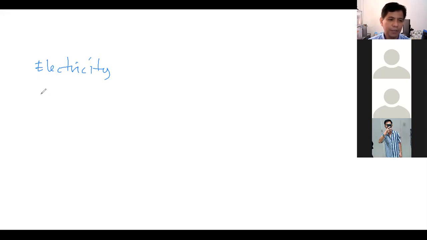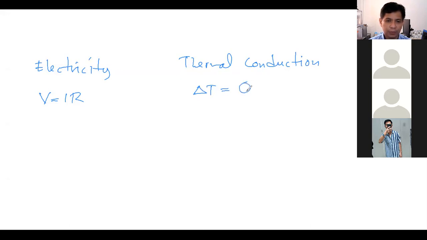Tapos di ba alam niyo yung equation na V is equals to IR? Natatandaan niyo pa to sa physics niyo? V is equals to IR. Tapos sa thermal conduction naman, okay, actually equation natin ay delta T is equals to, the other variable is flux, ano? Let's call that Q.